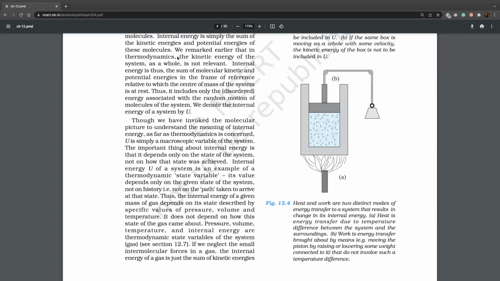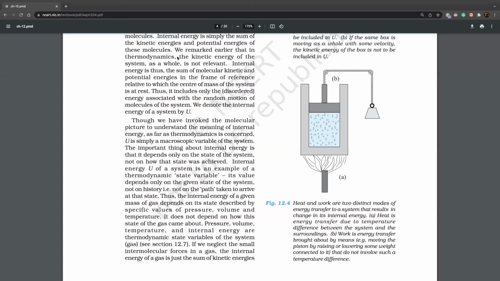So internal energy of a system is an example of a thermodynamic state variable. Its value depends only on the given state of the system, not on the history, or in essence, not on the path taken to arrive at that state. Thus the internal energy of a given mass of gas depends on its state described by specific values of pressure, volume, and temperature. It does not depend on how the state of gas came about. Like I said, it doesn't matter what path it took or what happened in the intermediate between state A and B.